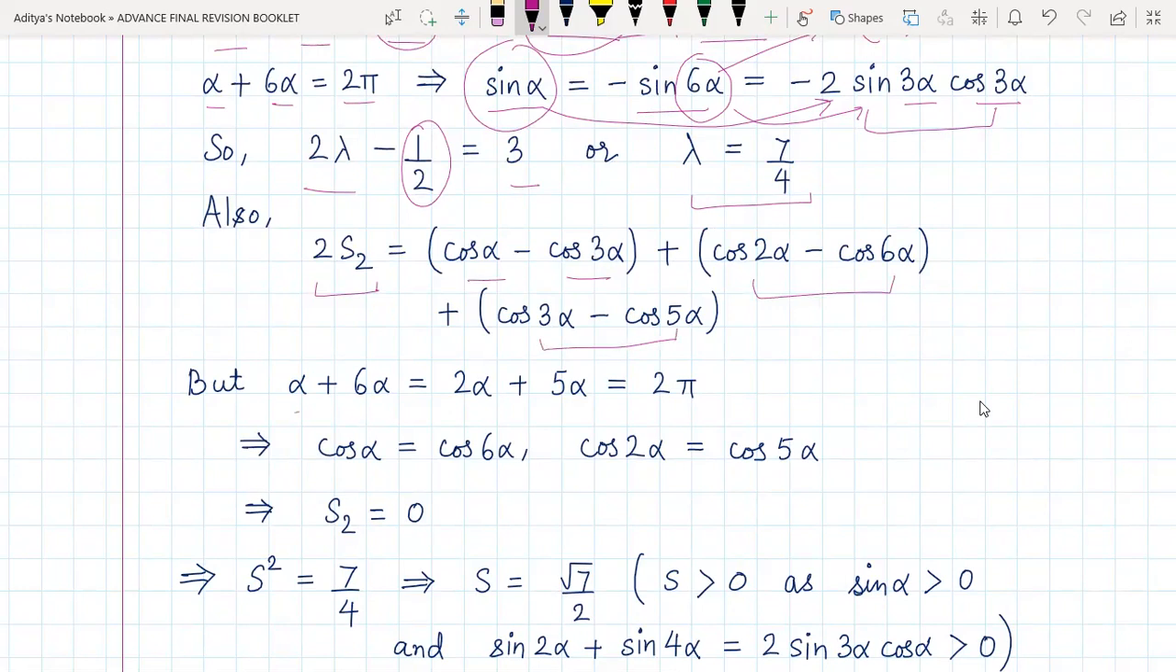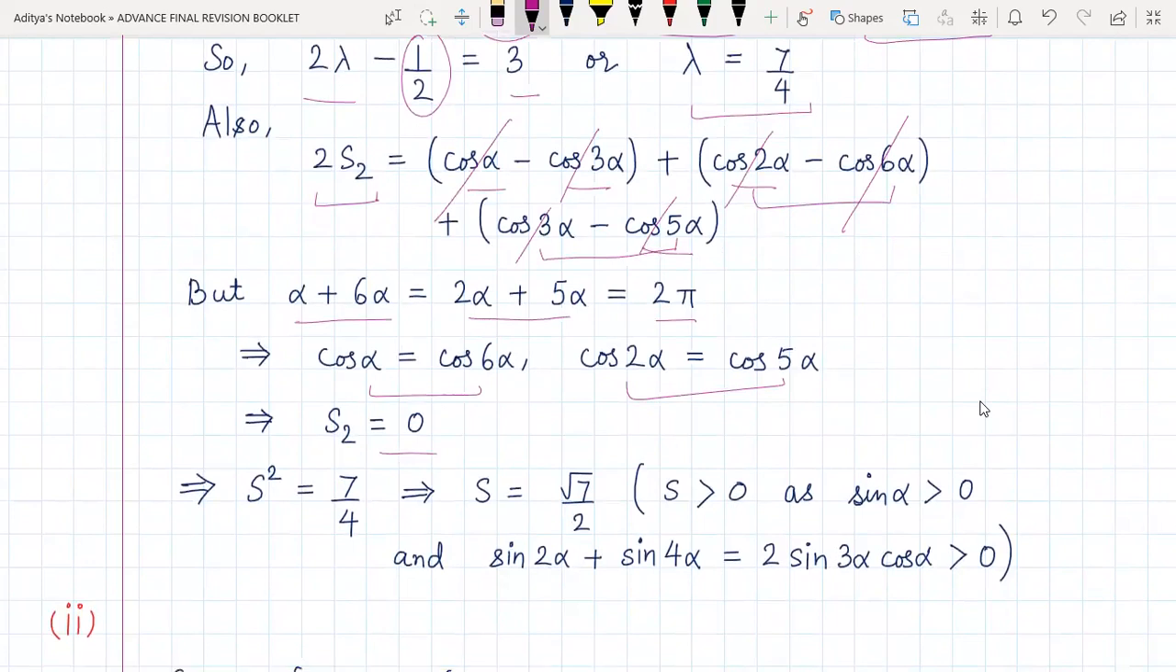Of course, alpha plus 6 alpha is equal to 2 alpha plus 5 alpha is equal to 2 pi, so their cosines would be equal. So basically we can say that cos alpha and this cos 6 alpha get cancelled, this and this anyway get cancelled, and these are equal, so once again they are getting cancelled. So of course we are left with S2 equal to 0. So S square is nothing but 7 by 4, and S finally comes out to be root 7 by 2. The reason it is a positive quantity is because sine alpha is greater than 0.